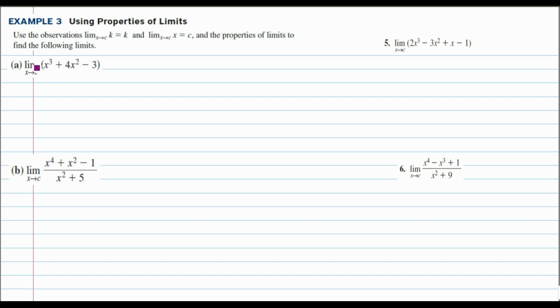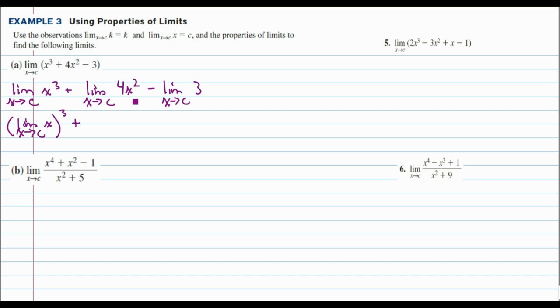So for part A, I'm going to look at the limit as x approaches c of 3 different functions being added and subtracted. Well, I've got a property that says that I can split those. Now on this first term, I've got a property that says I can take the limit as x approaches c of just x and then cube it. On the second term, I'm going to use that same property, but first I have another one that says I can take a coefficient and put that outside of the limit. So I have 4 times the limit as x approaches c of x, and then I'm going to square that. And the last one, I have a constant function, so the limit as x approaches c of 3, I already know is just going to be 3.